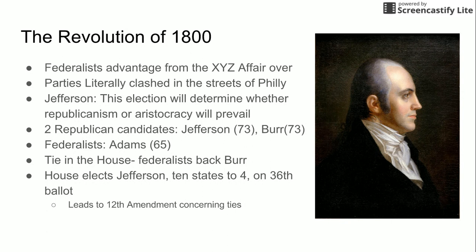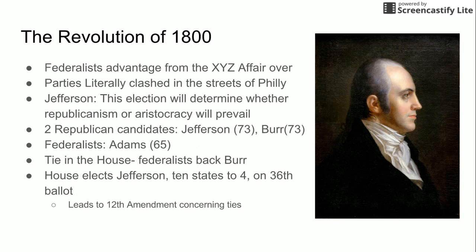They were both running against the Federalists. But back then you didn't run as a ticket. Like now the president and vice president runs on the same ticket. It wasn't like that. Now the Federalists were running Adams for re-election. He had 65 votes, but both Jefferson and Burr had 73. That's a tie. What do you do? The Federalists back Burr, seeing him as not Jefferson.